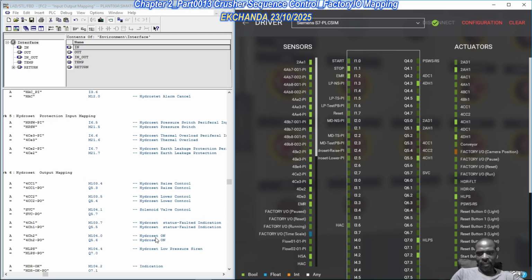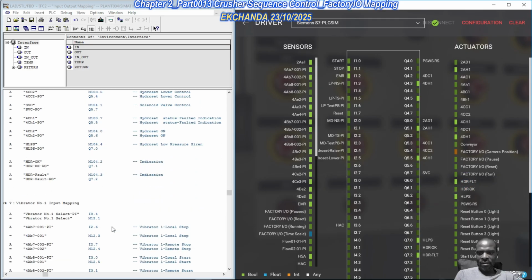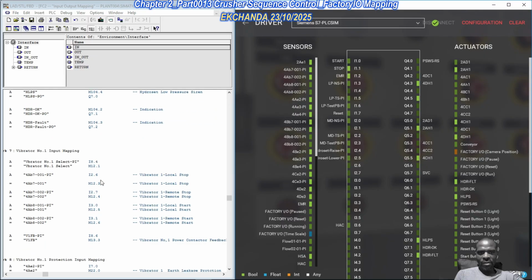Okay, and then thereafter hydroset OK, HDR OK, HDR FLT. So HDR OK is mapped to Q7.1, and then HDR fault is mapped to Q7.2, like so. Takes care of this, and then we move on to the vibrators.